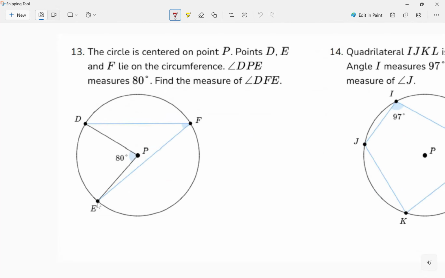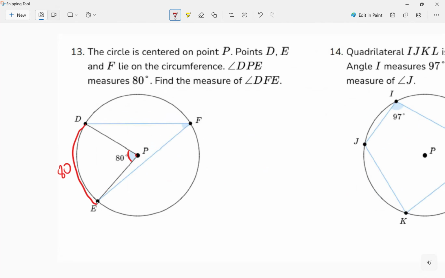The circle is centered on point P. Points D, E, and F lie on the circumference. If the measurement of angle DPE measures 80 degrees, so I'm just going to say, okay, this is the angle in the center, right? Because it's touching the circle. So I'm going to say this arc right here is 80 degrees because they're equal.